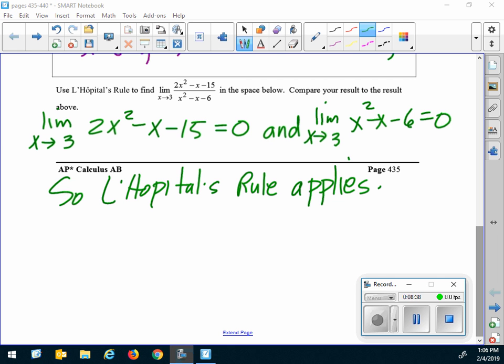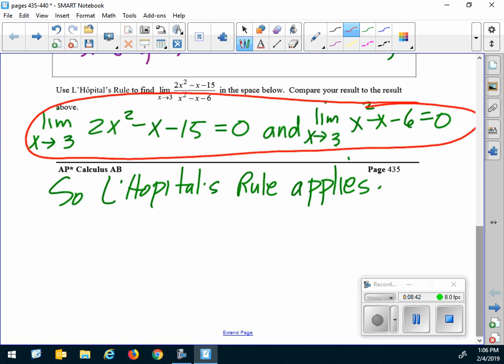You have got to write this. If you don't, and then you go and use L'Hopital's rule, that would be on a free response worth 2 points. If you don't write that thing that I've got circled in red, you will not get the first point, even if you do the limit correctly using L'Hopital's rule.